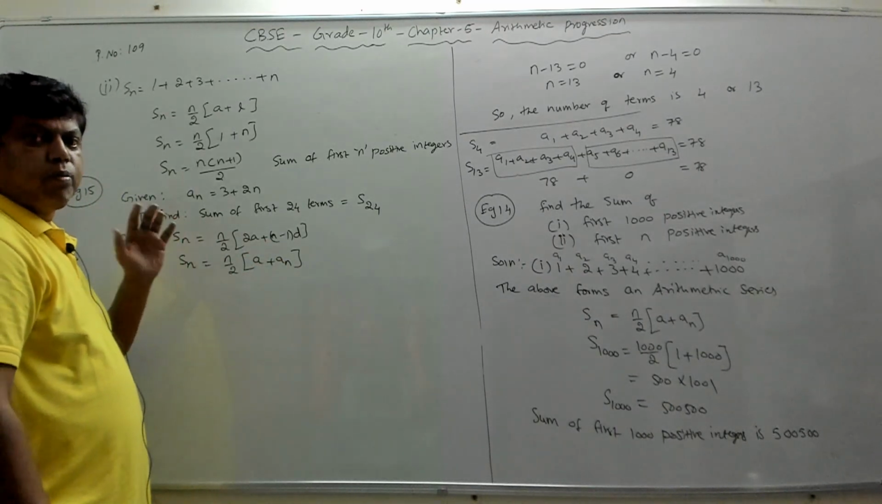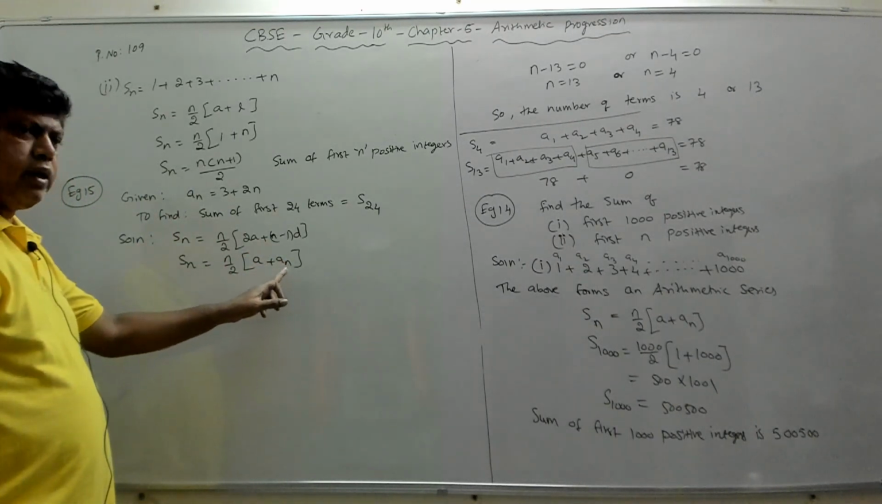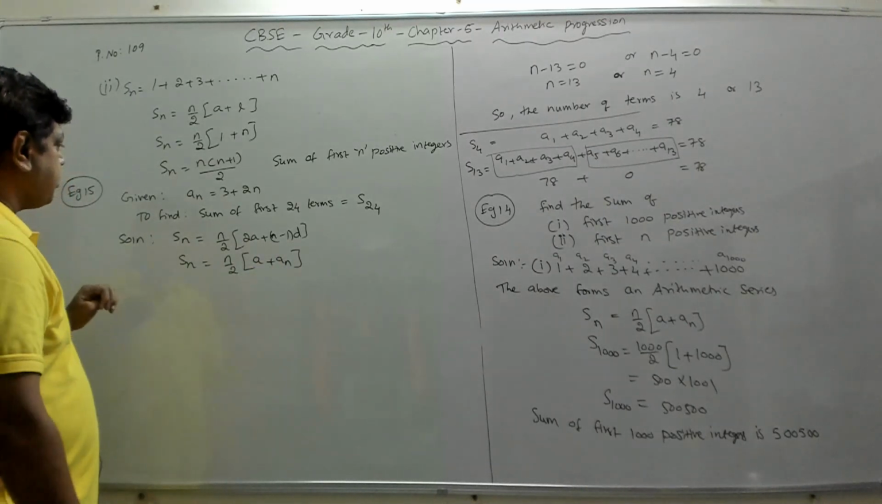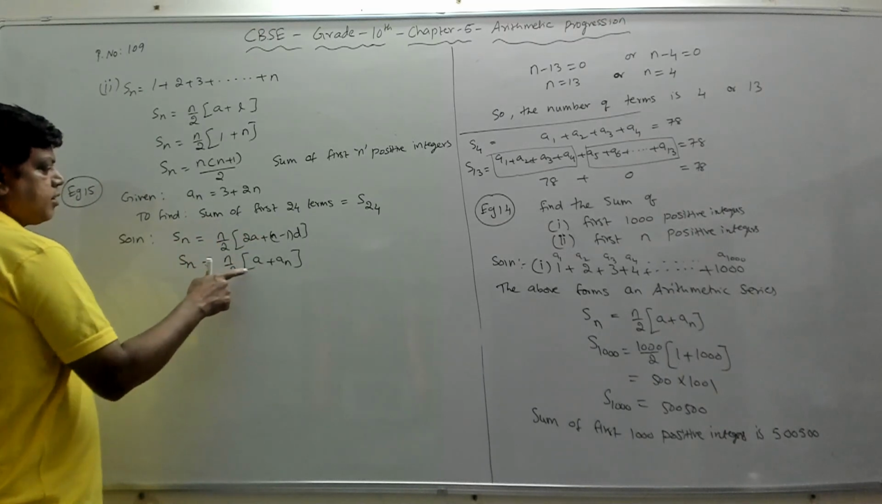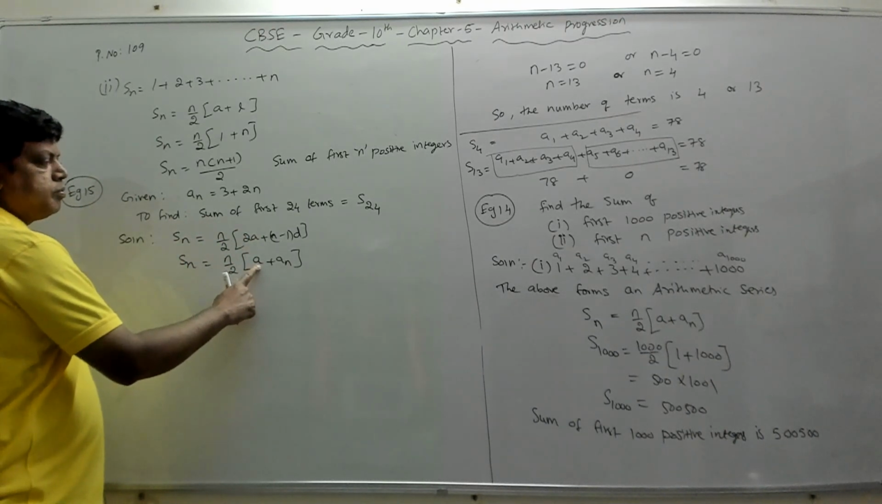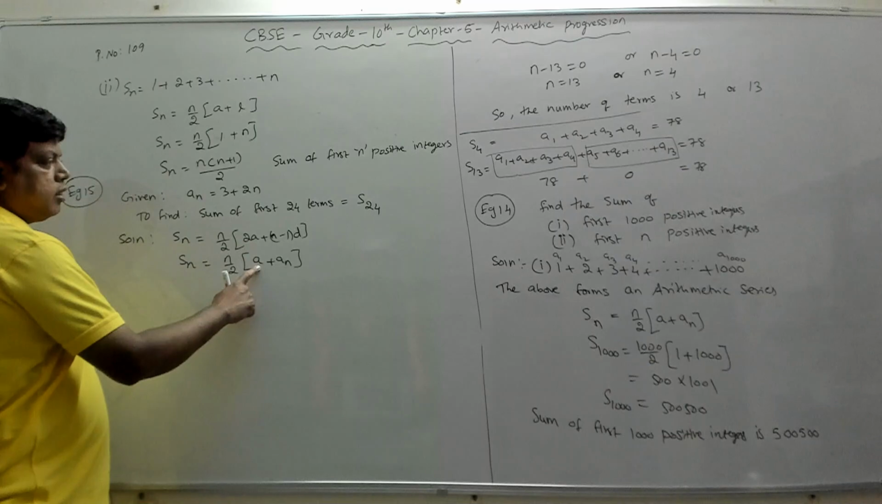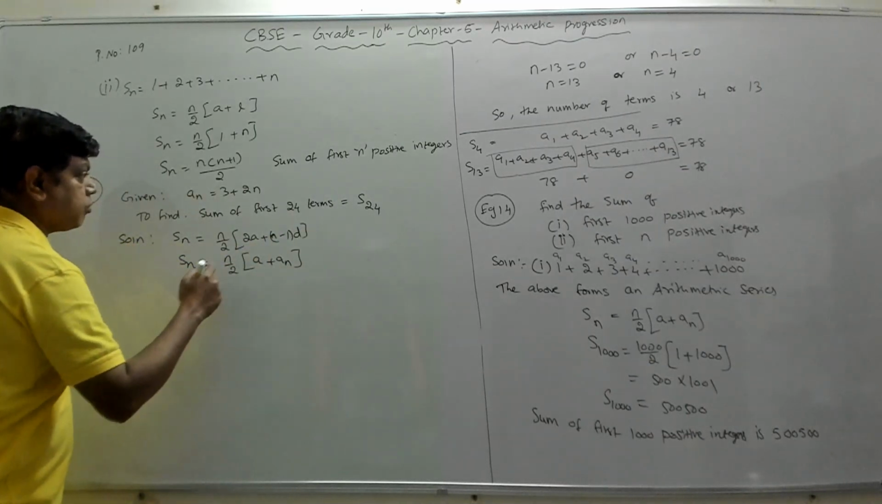Right? We will see which formula we can use. A plus L is also there. L or an doesn't matter, both mean the same. Now let's take this. To find this, we need to know the first term. We know n. So S24, we have to find S24.